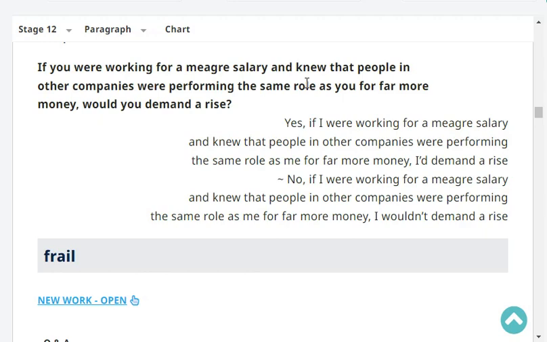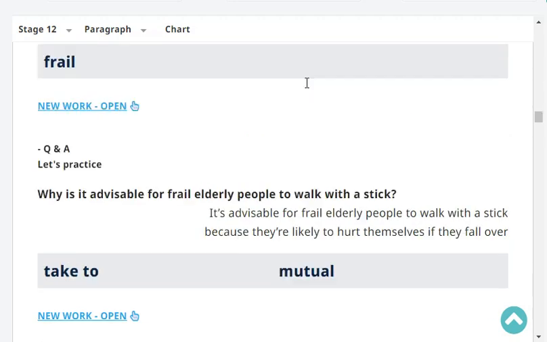Yes. If I were working for a meager salary and knew that people in other companies were performing the same role as me for far more money, I would demand a raise. Very good.